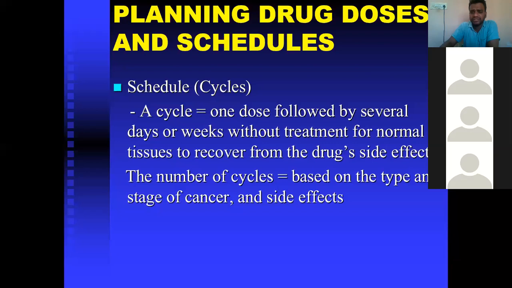The number of cycles will be decided based on which type of cancer it is, what the stage of the cancer is, and also on the side effects. If the patient has experienced a lot of side effects, they may tweak the cycle schedule.